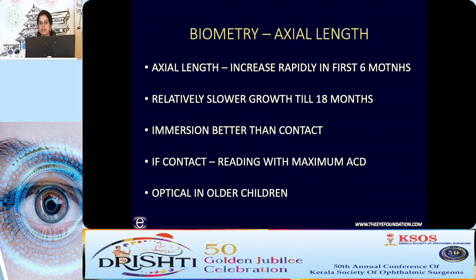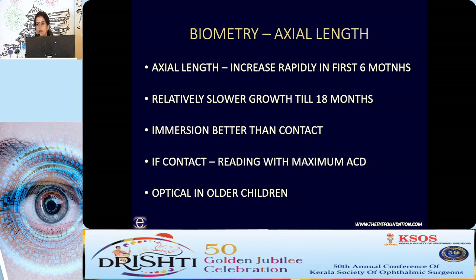Axial length in the pediatric population increases more in the first 2 years of life, more so in the first 6 months. Immersion is better than contact biometry, but in most cases we may not be able to do so. If needed, we need to do a general anesthesia before the surgical management. In traumatic cataracts, that also may not be possible. So an initial globe repair with a secondary IOL implantation might be considered.